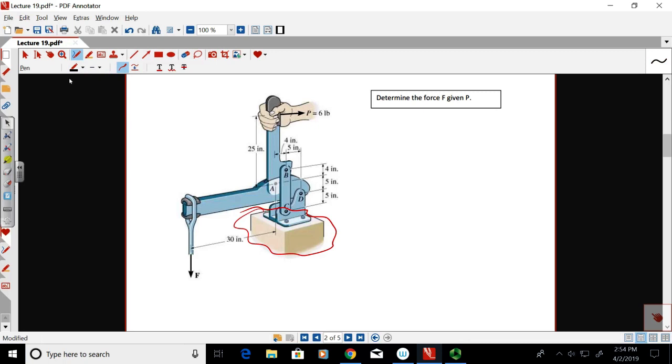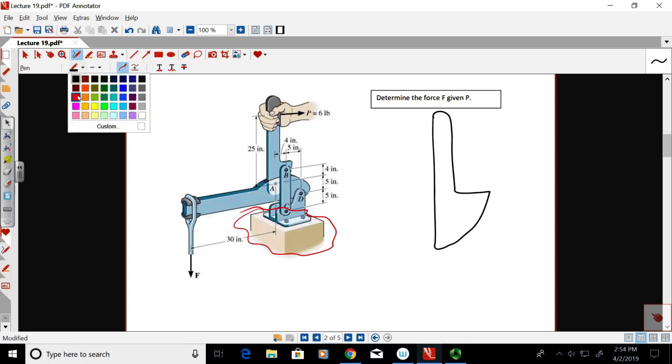We start drawing free body diagrams of individual pieces. So take a look at the handle, for instance. Let's draw a free body diagram of the handle. If you look at that system, it's kind of like this. And what do we got? Well, if you look here, he's going to pull with a force of 6 pounds here, right? And then what else is going on?